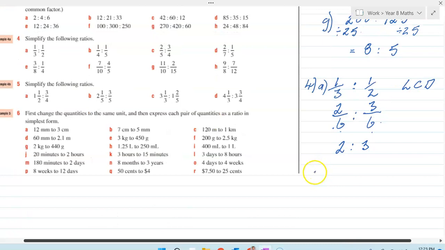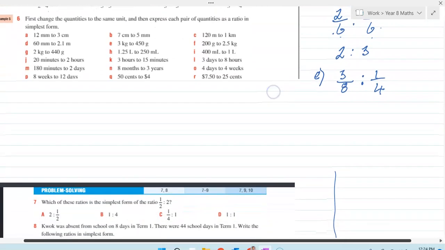Let's have a look at part E. Pen doesn't want to work. Part E says 3/8 is to 1/4. So we'll take that. The lowest common denominator of 4 and 8 is going to be 8. So each side is going to be 8. 8 goes into itself once, so once times 3 is 3. And 4 goes into 8 twice, so twice times 1 is 2. So I've got 3 of these 8th parts, I've got 2/8 of these parts. So I've got a ratio of 3 is to 2. The units don't matter, but for every 3 of these, I've got 2 of these.